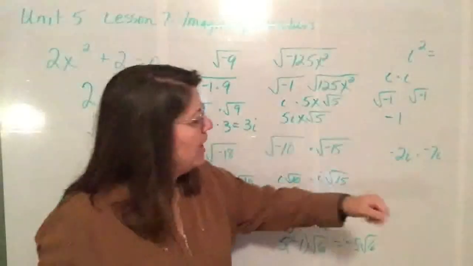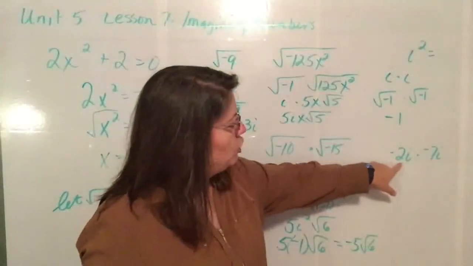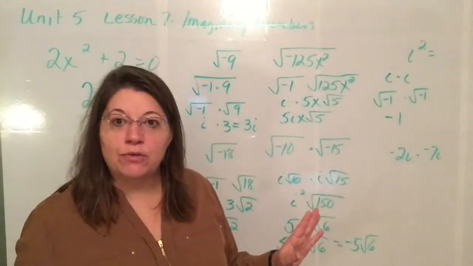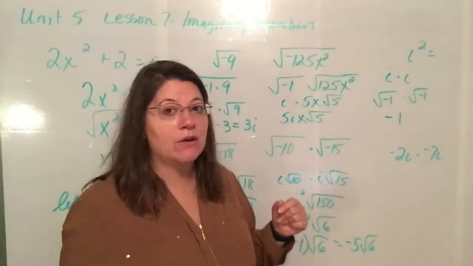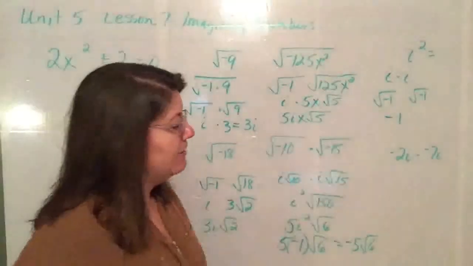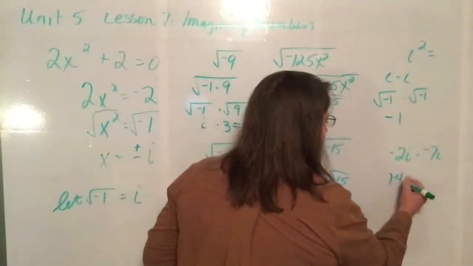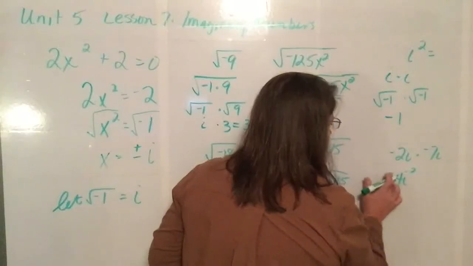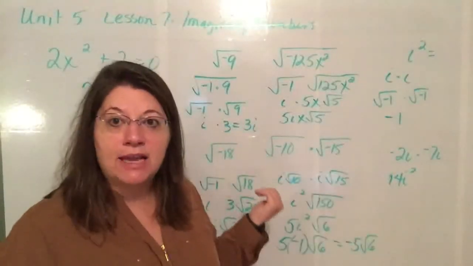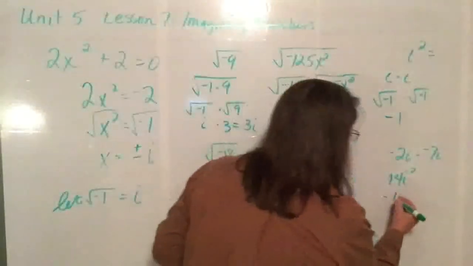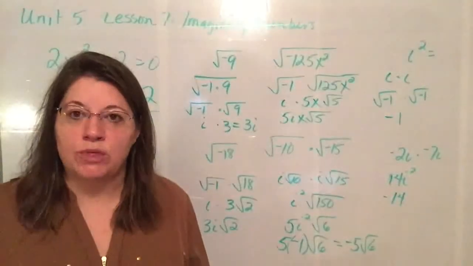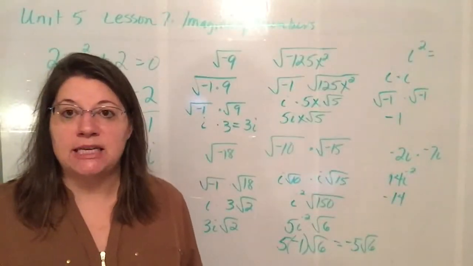Now, what happens if we have something like this? -2i times -7i. They're not underneath the radicals. So since they're not underneath radicals, it's okay to multiply those together. So -2i times -7i is 14i squared. And then hopefully you remember i squared is -1. So that would be a -14. So we get some really simple answers with these, but we have to understand how to deal with that negative underneath the radical.